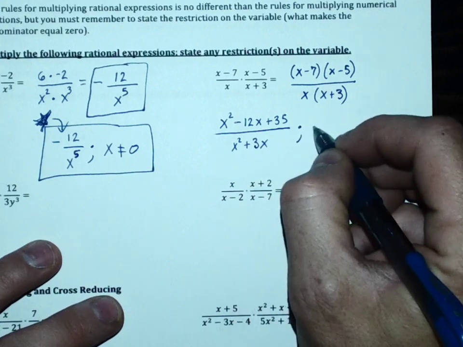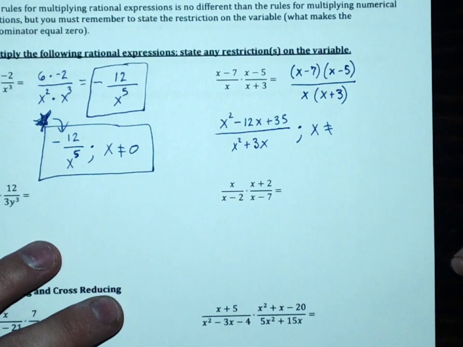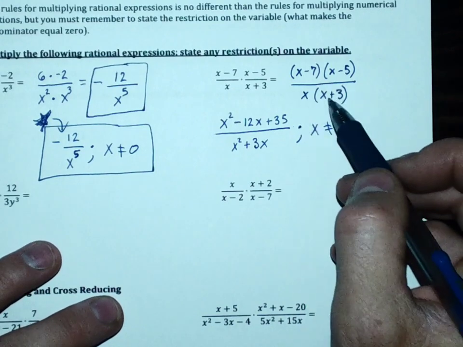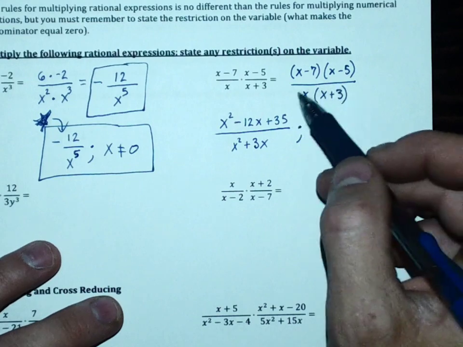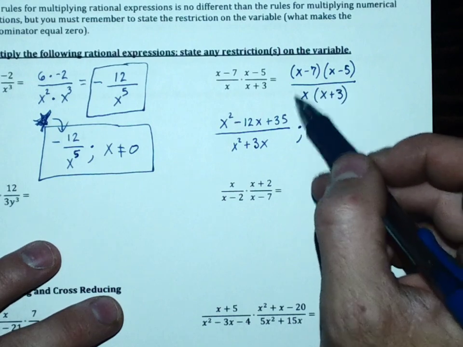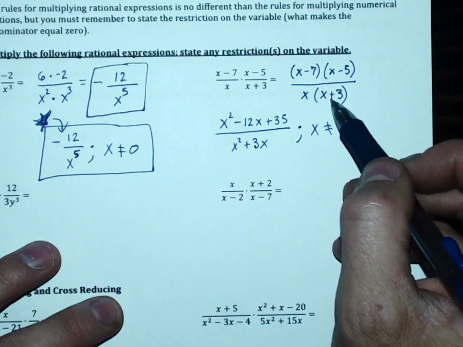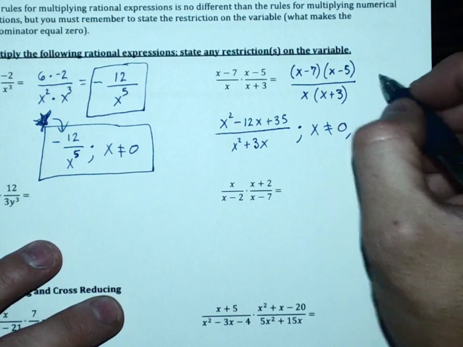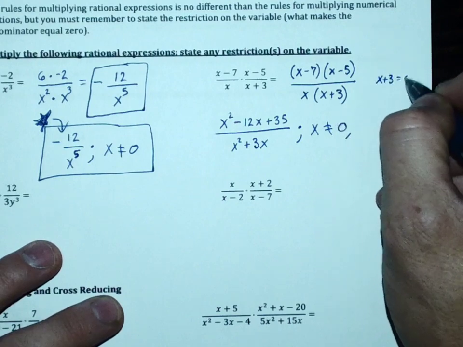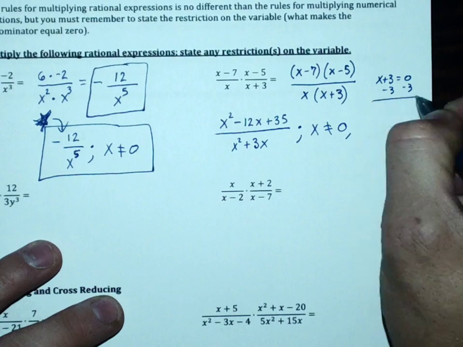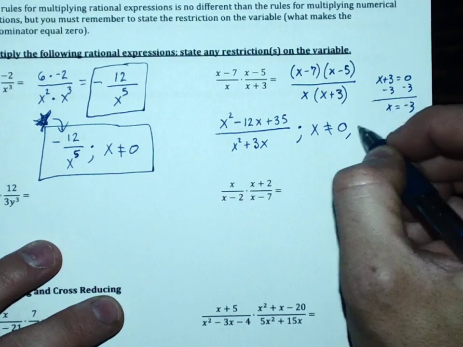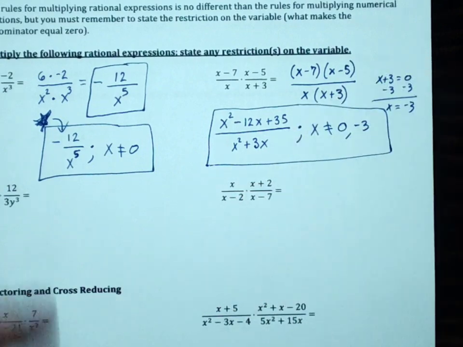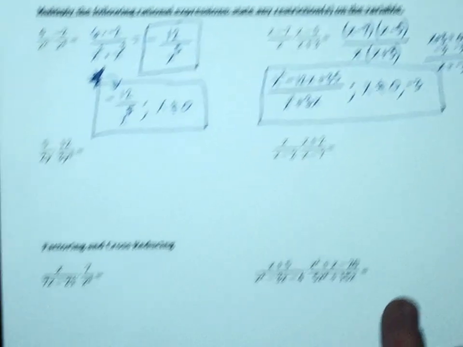Don't forget to state what your x cannot equal. It is always what makes your denominator 0. Always look at it in factored form. What makes this 0? You set both of these equal to 0 separately. So one thing it can't equal is 0. But what makes x plus 3 equal 0? Well, subtract 3, and you get that x cannot equal negative 3. So that would be your entire answer. Go to the next one.